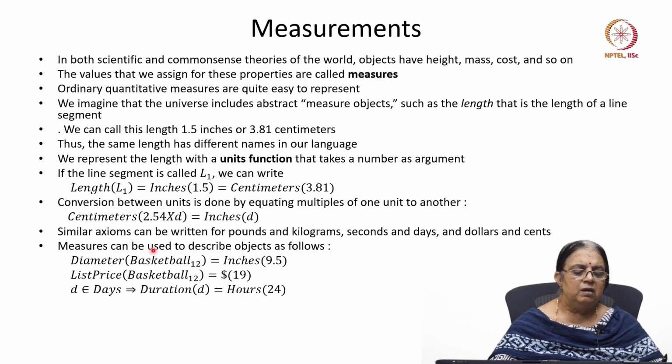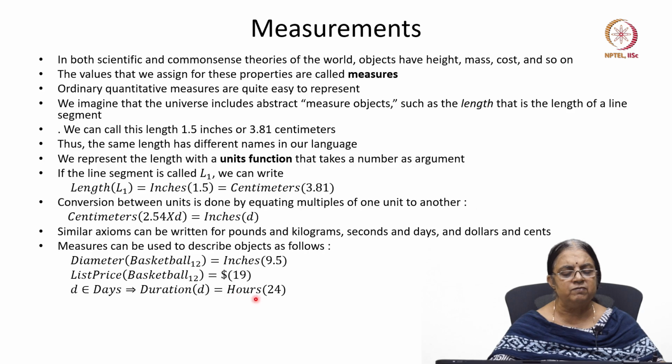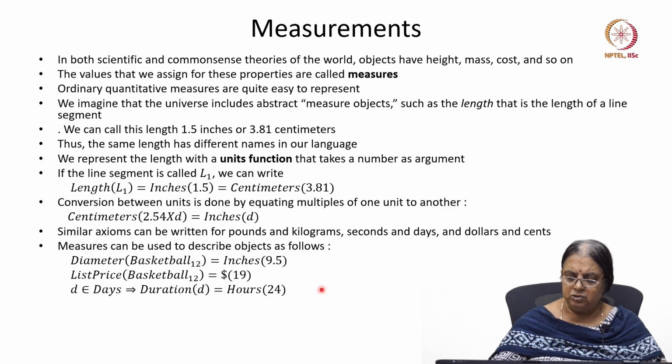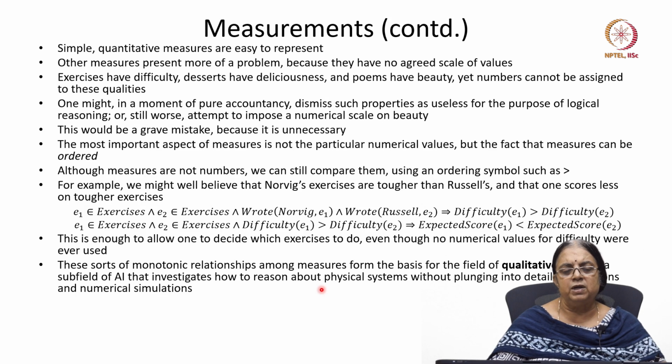And measures can be used to describe objects. The diameter of basketball 1, 2 equals inches 9.5. List price of the basketball equals $19. D belongs to days, so you have a category called days to which D belongs. Then the duration of D is equal to hours 24. So this is how you represent measures in predicate logic.